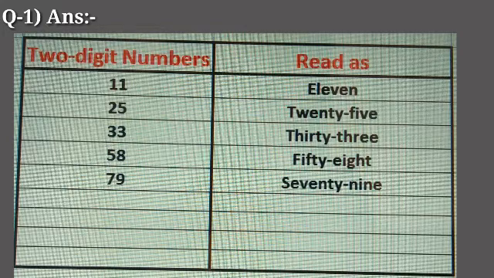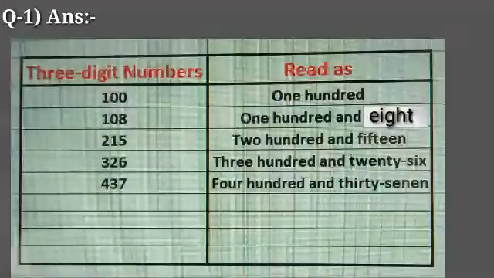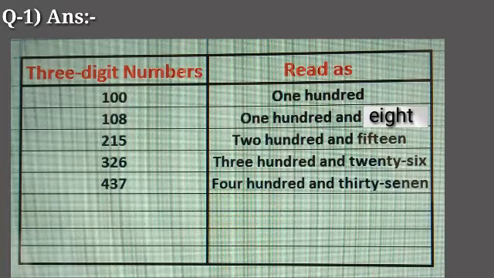You have to continue the chart and write at least 10 two-digit numbers along with their spelling. So you have to complete this chart. Just after that you have to make another chart for 3-digit numbers, and in that you have to write the 3-digit numbers only with their spelling. Here I have taken some examples of 3-digit numbers, that is 100, 108, 215, 326 and 437. Just aside of all these numbers I have written their notation.